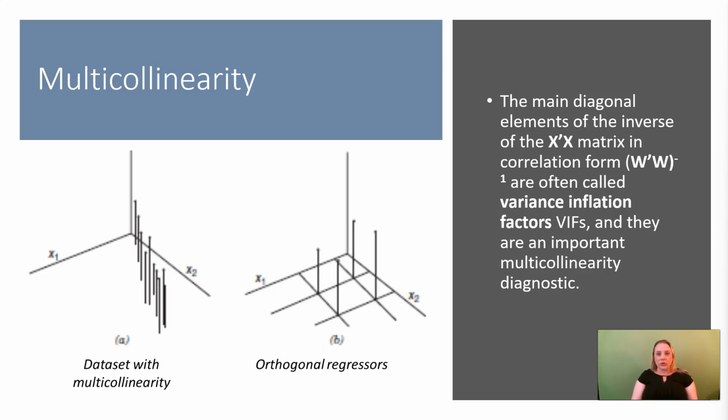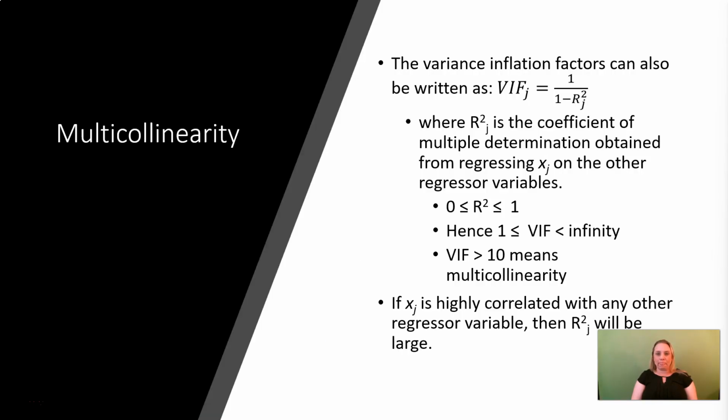So when we're looking at multicollinearity, here we have our data set where there's multicollinearity, and we see that all the data points kind of are parallel to one another. But when we have orthogonal regressors, we see that they all intersect each other. And so this is going to be important to that multicollinearity diagnostic that we look at.